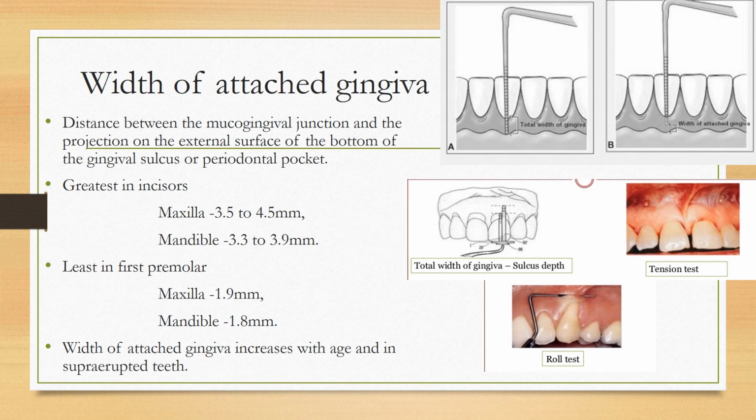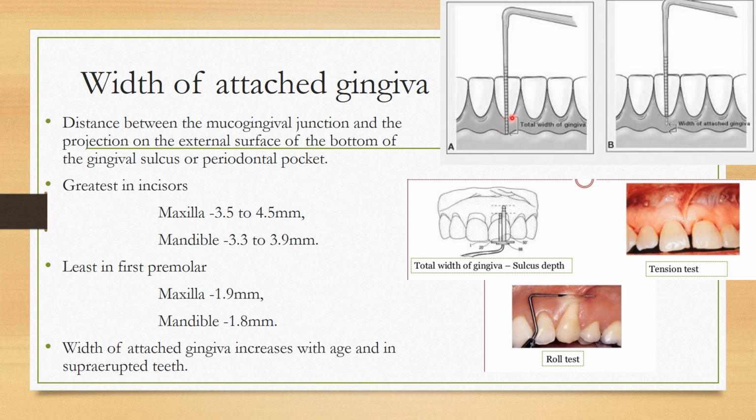So the next one is the width of attached gingiva. The width of attached gingiva is to be noted. It is very important because the attached gingiva is the only gingiva that is attached to the periosteum, so it has to be noted. It is the distance between the mucogingival junction and the projection on the external surface of the bottom of the gingival sulcus or periodontal pocket. So it has to be calculated.